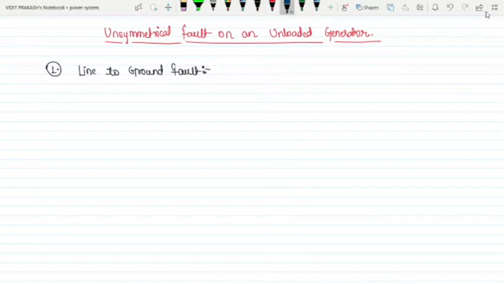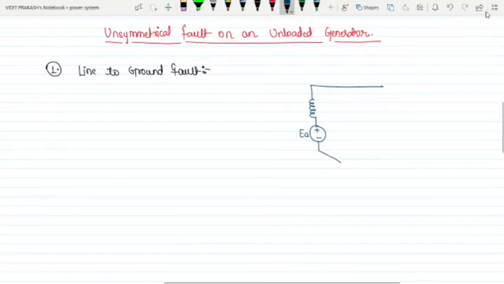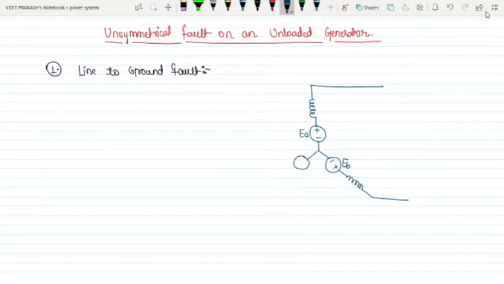So I draw here an unloaded generator. This is the phase A winding, and this is the EMF induced in this winding, that is EA. This is B phase, and this is the EMF induced in B phase, that is EB, and this is phase C.